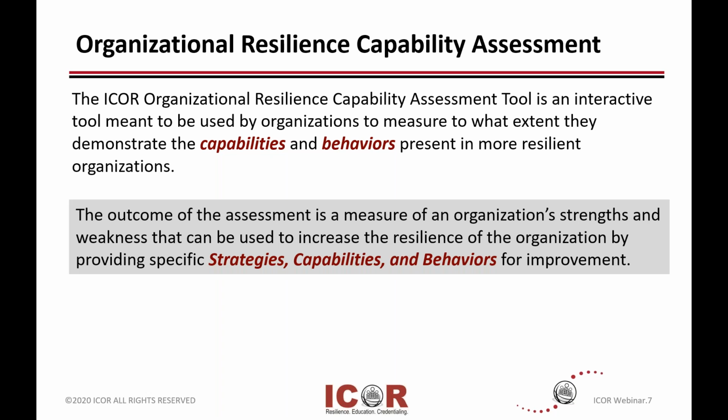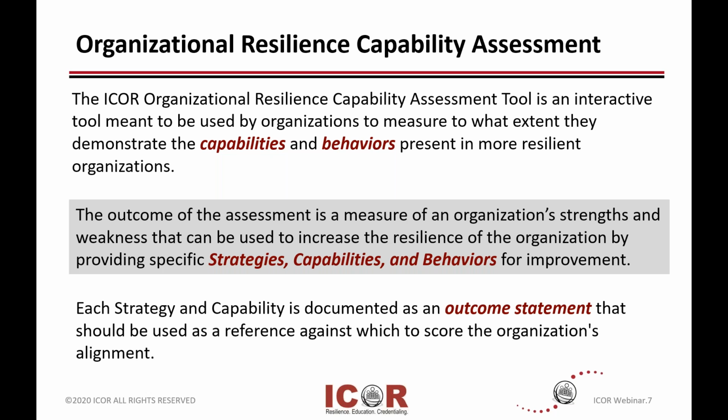The outcome of the assessment is supposed to be a measure of your organization's strengths and weaknesses, and then you're supposed to use that to increase the resilience of your organization by providing really specific strategies, capabilities, and behaviors for improvement. And so here is where understanding your strengths and weaknesses as they relate to resilience, and looking at where some of your strategies might be strong and some might be weaker across your organization, can help you to put together ideas and other strategies for how you can improve.